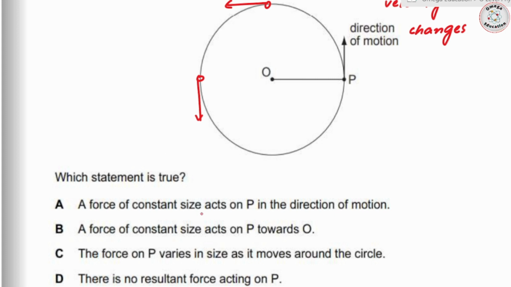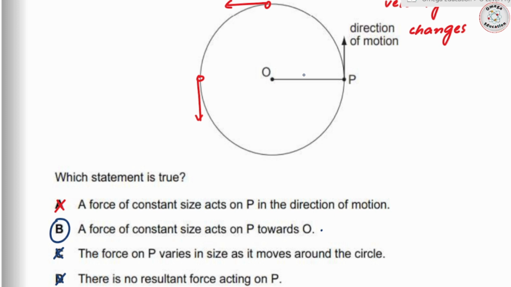A force of constant size acts on P in the direction of motion. No. That centripetal force has a constant magnitude. That's true, but it is not in the direction of motion. A force of constant size acts on P towards O. Okay, let's skip it for a while. The force on P varies in size. No, the centripetal force is a constant force. If the speed is constant, the amount of force would be constant. There is no resultant force acting on P. No, there is a force whenever an object moves in a circular path, and we call that centripetal force. So B is the right answer.